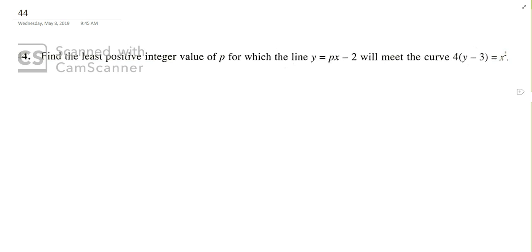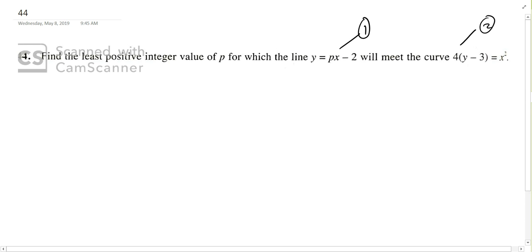Simultaneous equations. Okay, so over here I've got equation number 1, equation number 2. Doing simultaneous equation, do you want to start 1 into 2 or 2 into 1? 1 into 2. Okay, 1 into 2. So 4 times of y becomes px minus 2 minus 3 equals to x squared. Okay, so why do you want to do simultaneous equation over here?